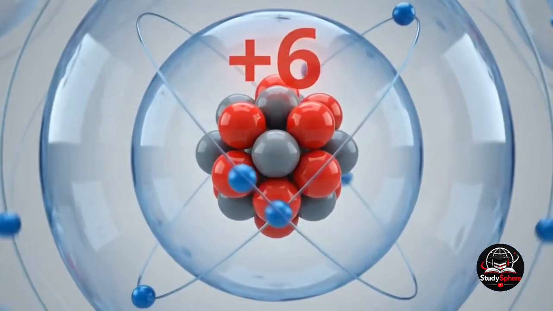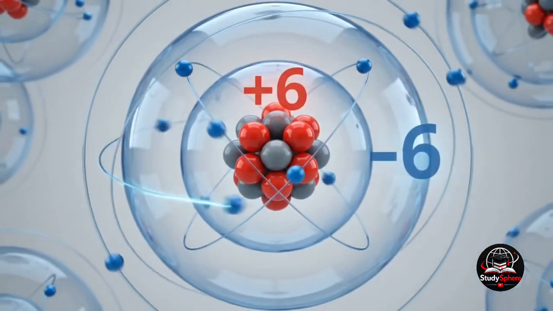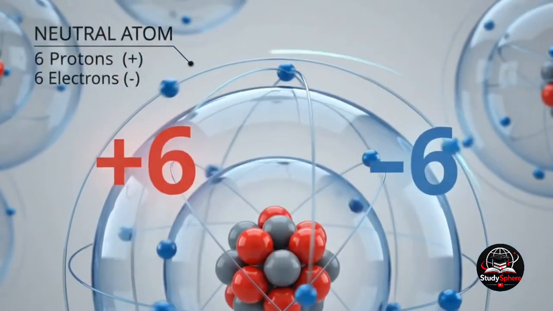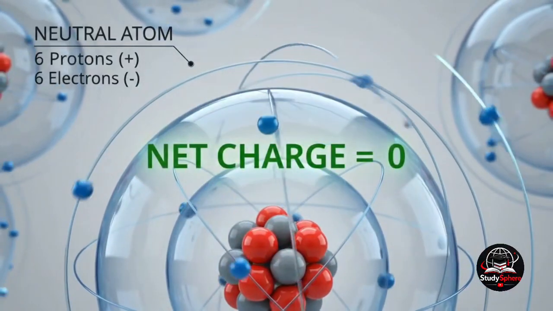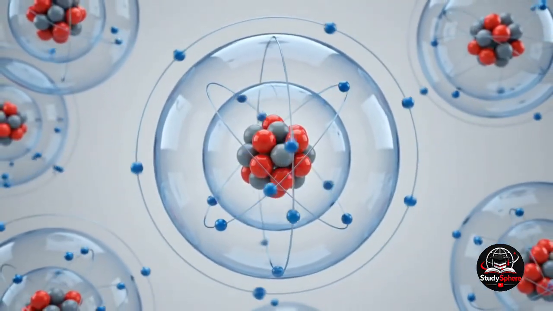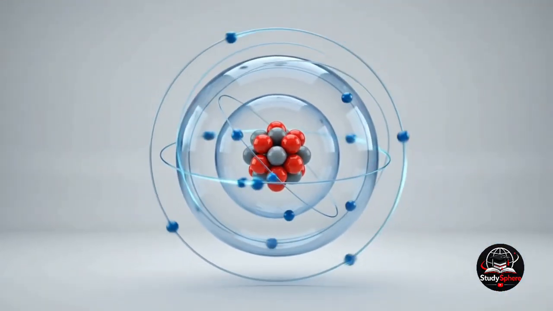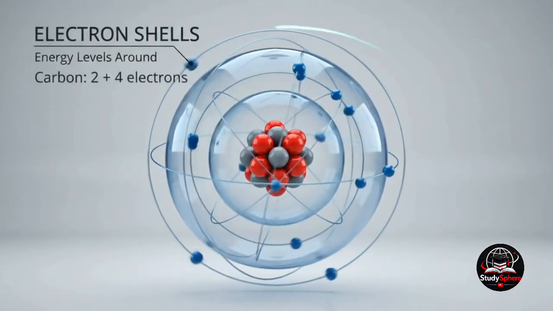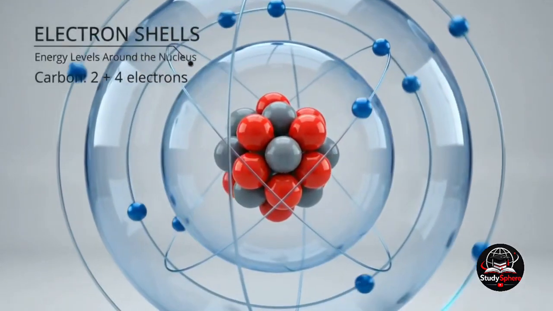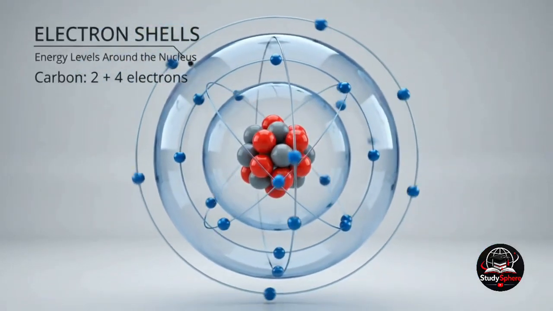An atom is neutral when it has equal numbers of protons and electrons. Their opposite charges cancel each other, giving the atom a net charge of 0. Electrons are arranged around the nucleus in energy levels called shells. Electrons closer to the nucleus have lower energy, while electrons in outer shells have higher energy.